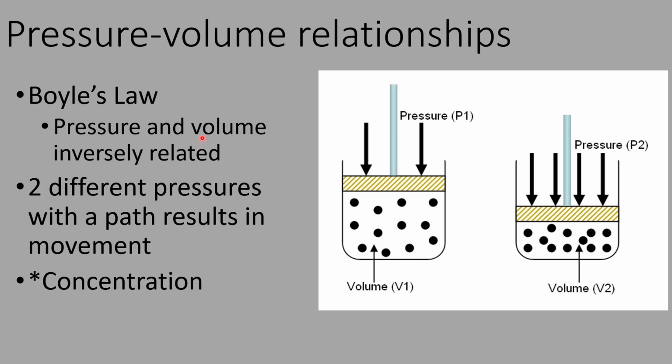So let's see how that relates to what we're talking about. Boyle's Law, really the way that it's written out is P1V1 equals P2V2. Pressure 1, volume 1 multiplied together equals pressure 2, volume 2 multiplied together. We are not using it that way. So don't worry about it. You don't need to know that for our class.